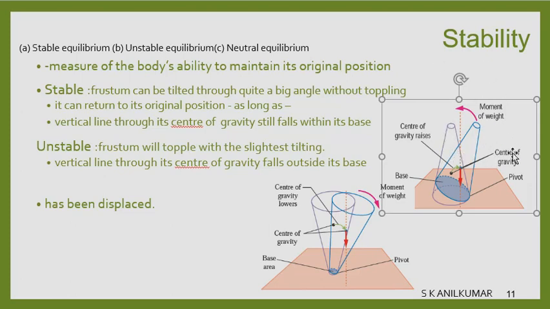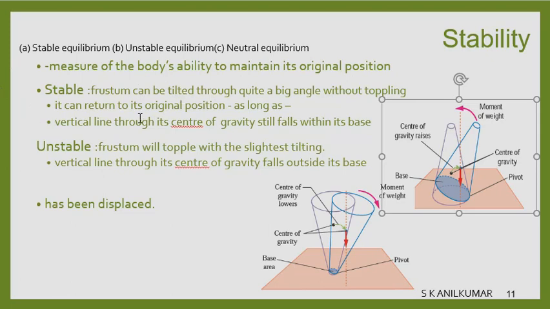An object is said to have stability if the fulcrum can be tilted to any angle such that the vertical line through the center of gravity always remains within the base. In such a case, even if the fulcrum is tilted, whatever the angle, it will not topple, but it will try to regain its original position.